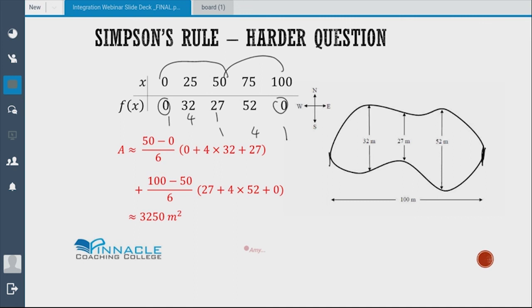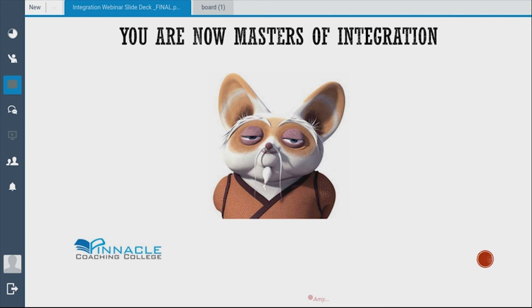And that's pretty much it. I wish you the best of luck with your assessment. You're now Masters of Integration. So hopefully you're feeling a little bit more confident now.